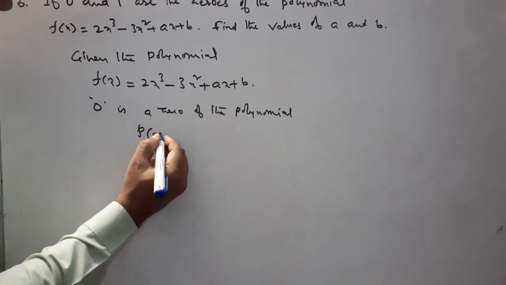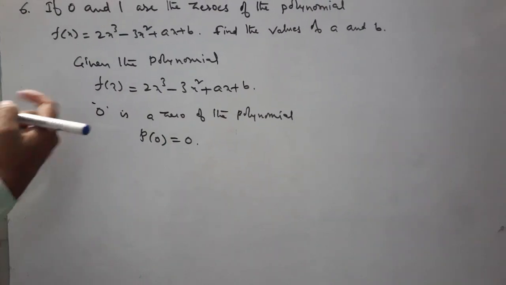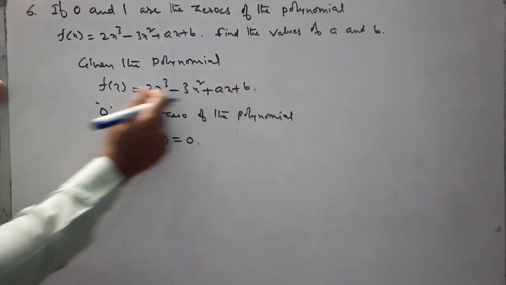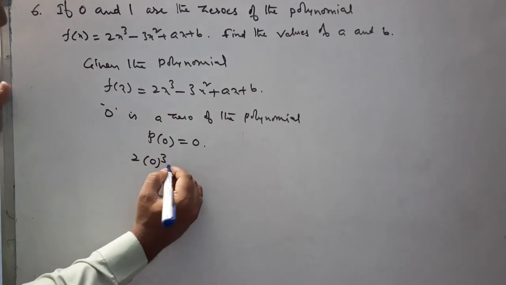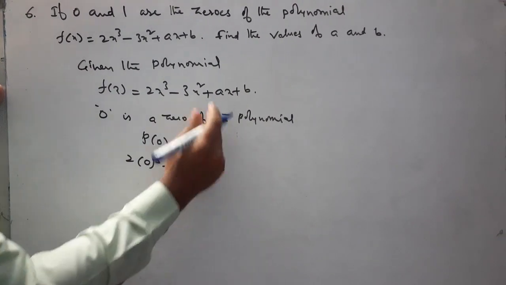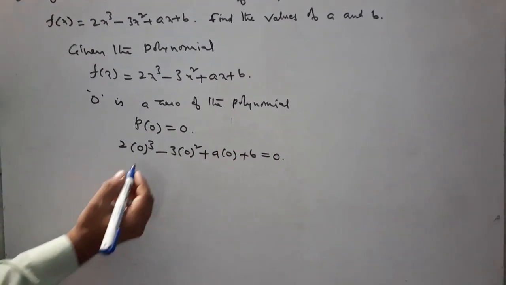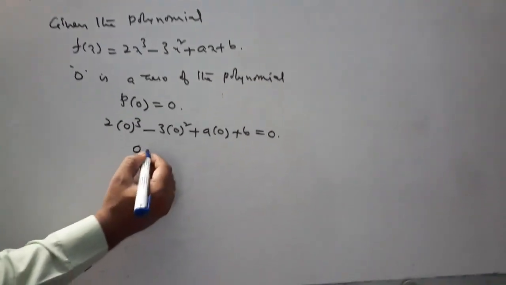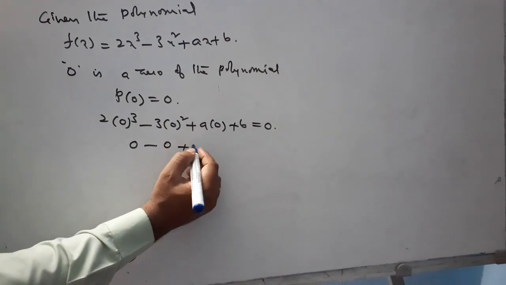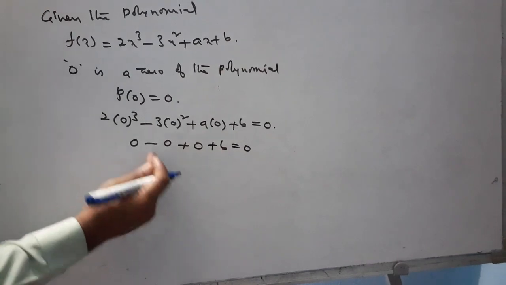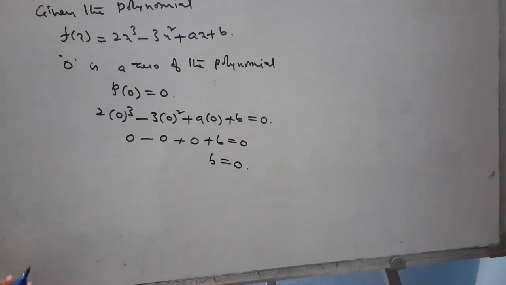So f of 0 is equal to 0. So we have to replace x by 0 in f of x. So if you substitute 0 in this f of x, we will get 2 into 0 whole cube minus 3 into 0 square plus a into 0 plus b equal to 0. So 0 cube means 0, minus 0 square means 0, plus a into 0 means 0, plus b equal to 0. 0 minus 0 plus 0 means 0. 0 plus b means b. So that is b equal to 0.